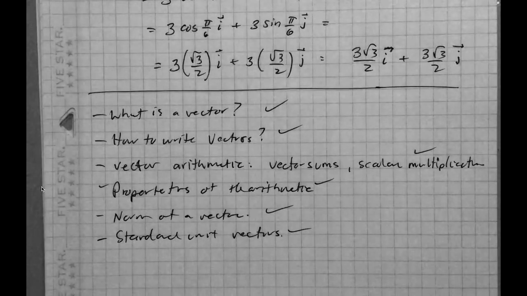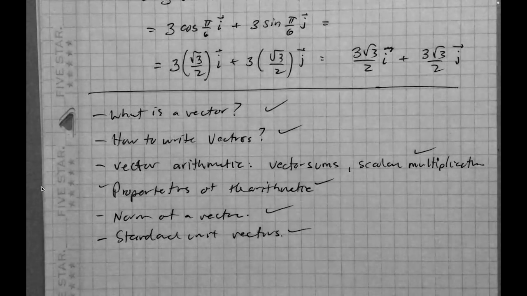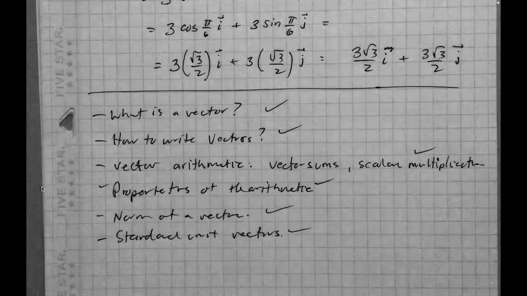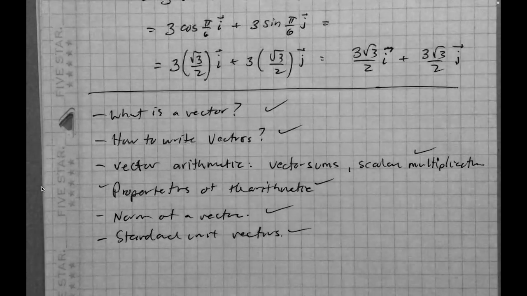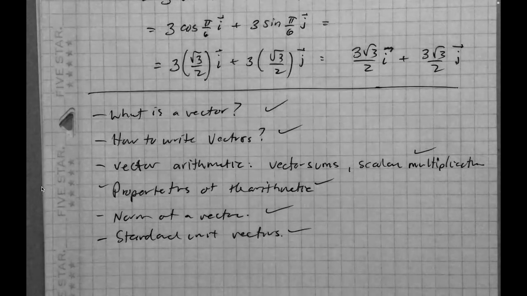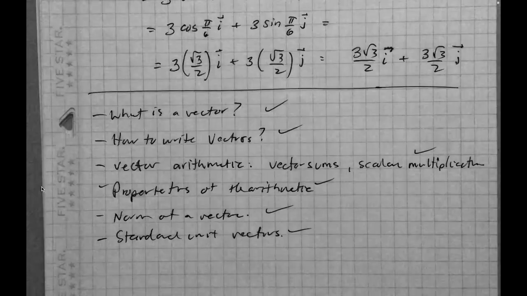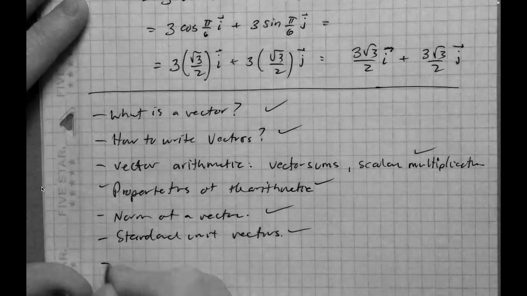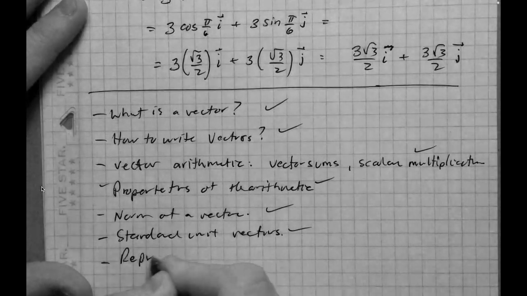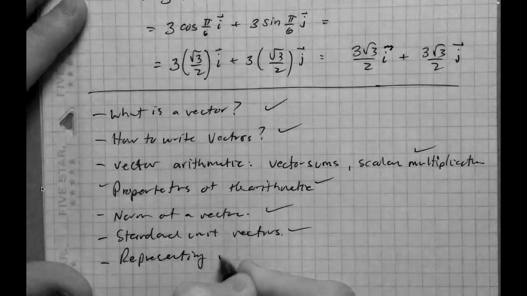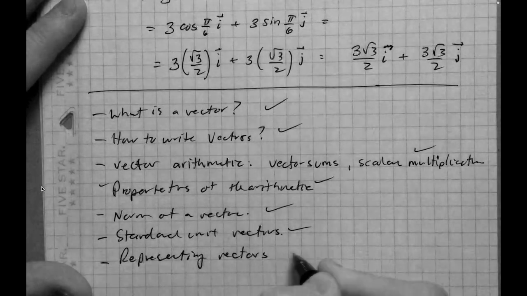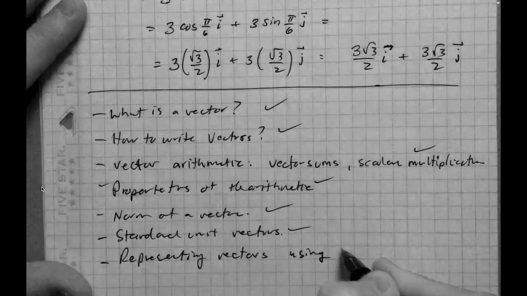Need to be able to write vectors, add them, subtract them, multiply by scalars. We need to understand all of the arithmetic. We need to know what the norm of a vector is, and we need to have some idea of what standard unit vectors happen to be, and how to represent vectors using the standard unit vectors. I should put that on here too. Representing vectors using I and j.